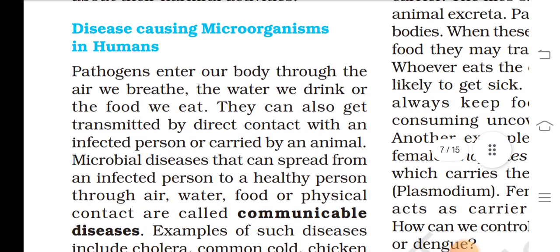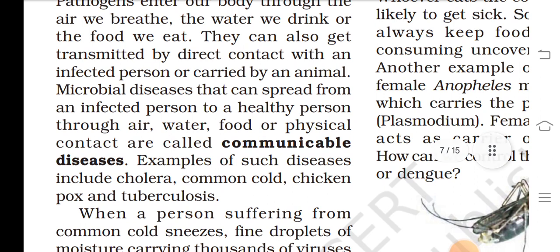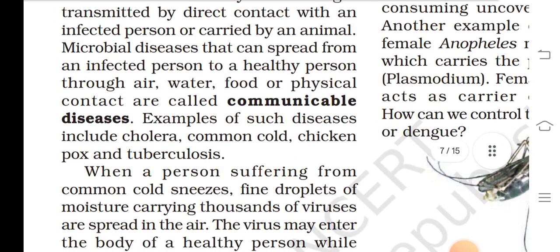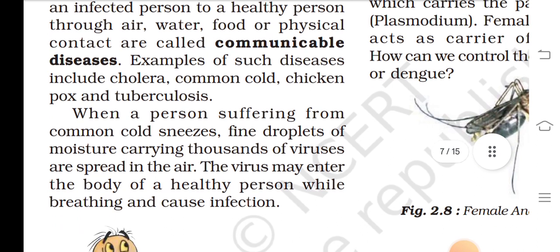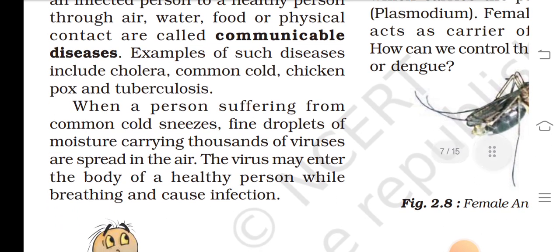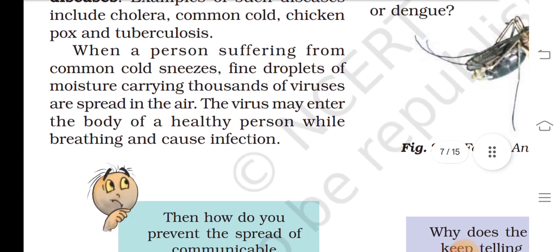Disease causing microorganisms in humans. Pathogens enter our body through the air we breathe, the water we drink, and the food we eat. They can also get transmitted by direct contact with an infected person or carried by an animal. Microbial diseases that can spread from an infected person to healthy persons through air, water, food, or physical contact are called communicable diseases. Examples of such diseases include cholera, common cold, chicken pox, and tuberculosis.